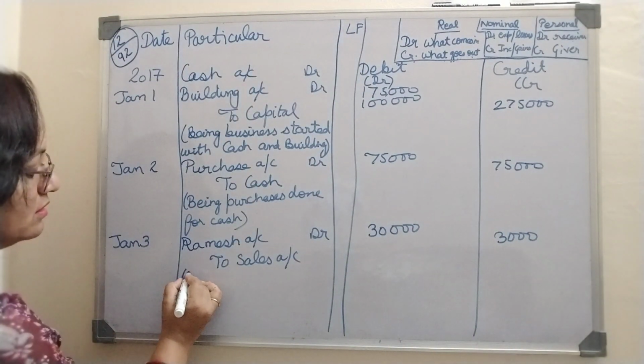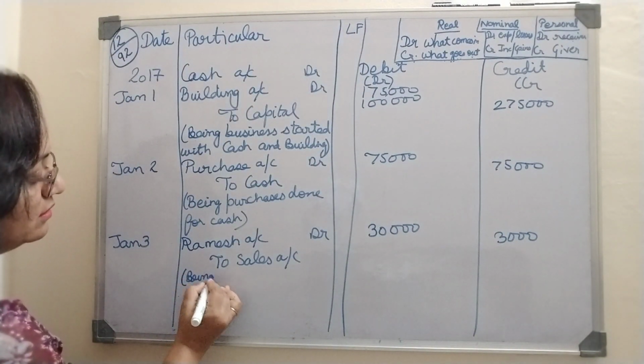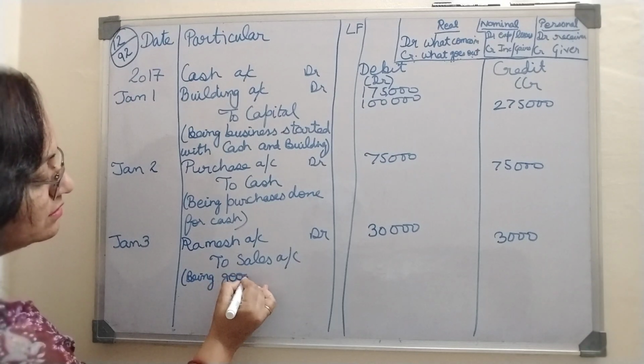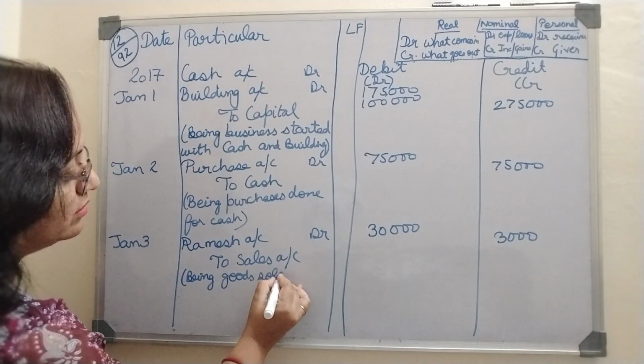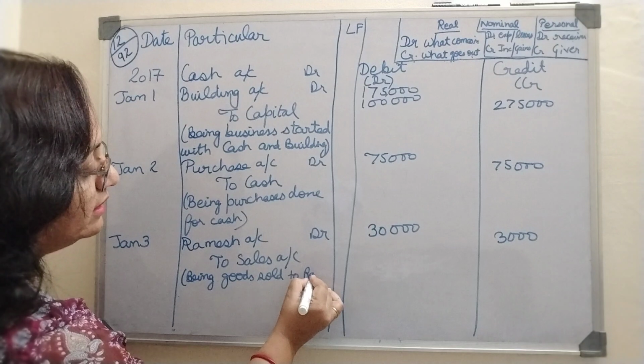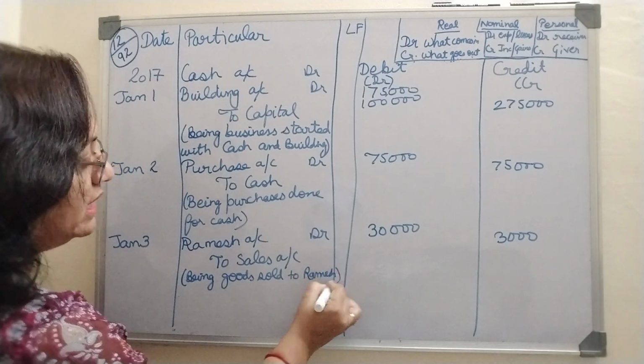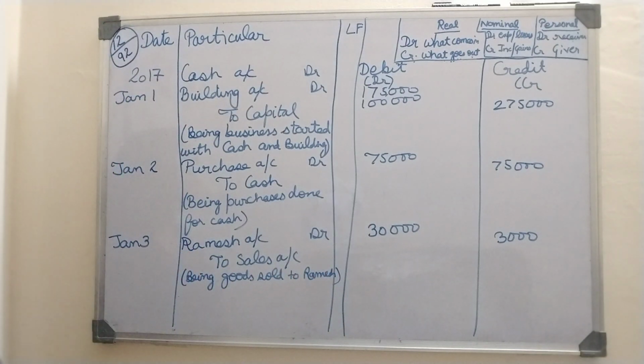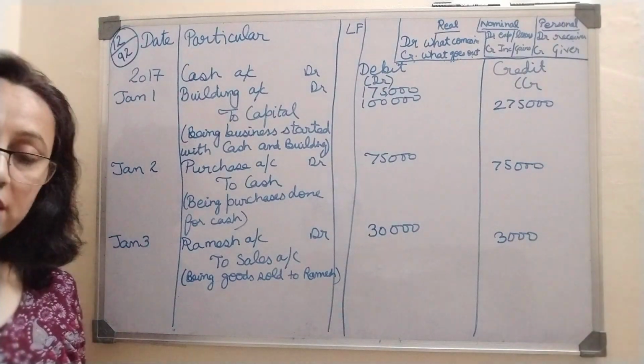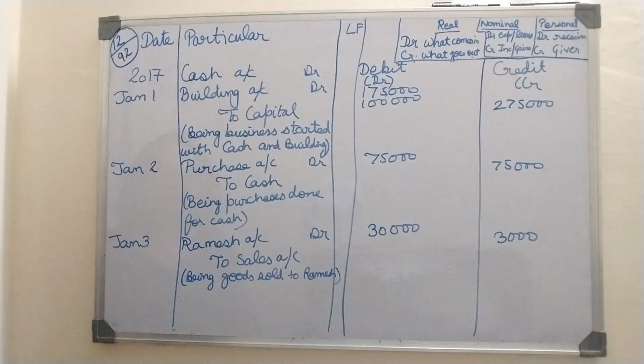Narration is, being goods sold to Ramesh. Don't write cash over here. Name of a person is coming means it is credit, sale or purchase, right? So over here it is credit sale.